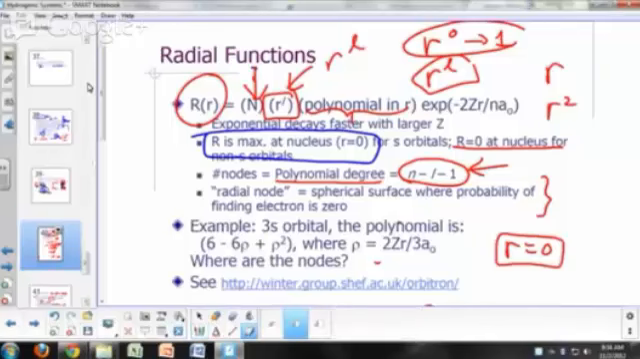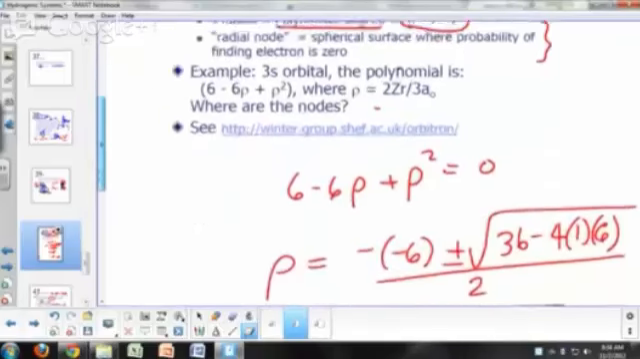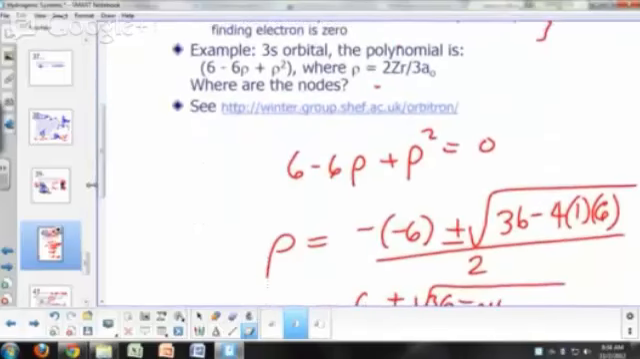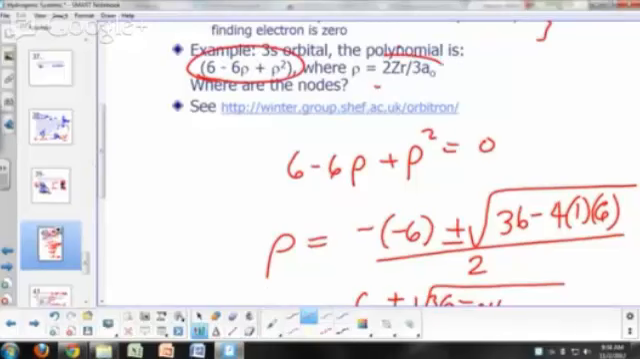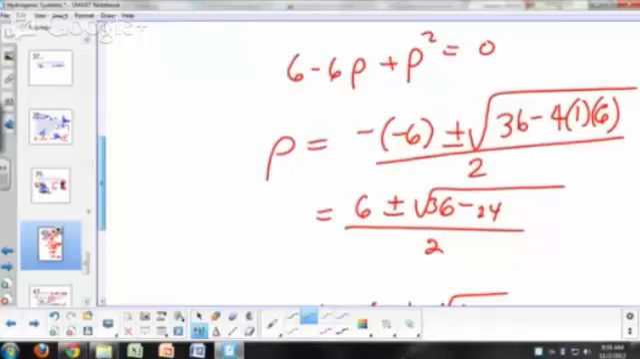All right, so how do we determine the nodes? We just examine the polynomial and find the roots. For example, if you have a 3s orbital, the polynomial term would look like this: 6 minus 6 rho plus rho squared, where rho is 2Zr over a naught. So it's a polynomial in r. Z is just the atomic number, and a naught is the Bohr radius. So just find the roots of the polynomial: 6 minus 6 rho plus rho squared equal to 0, a quadratic polynomial.